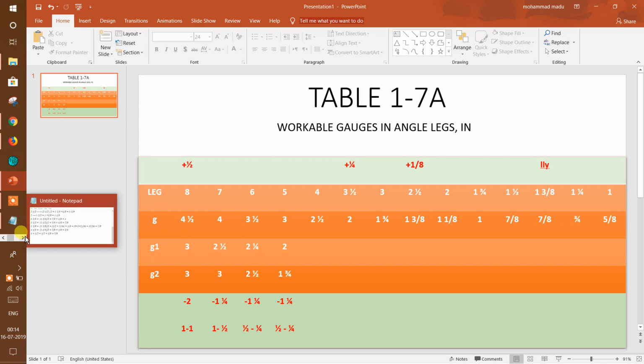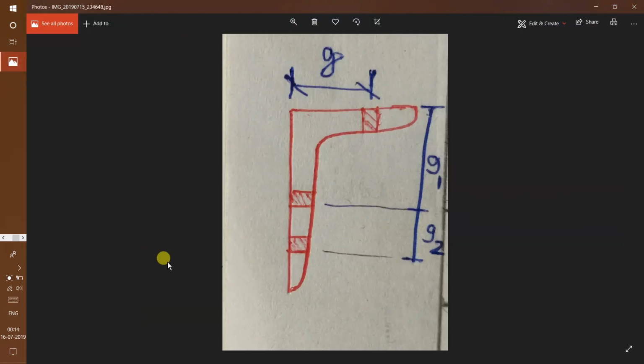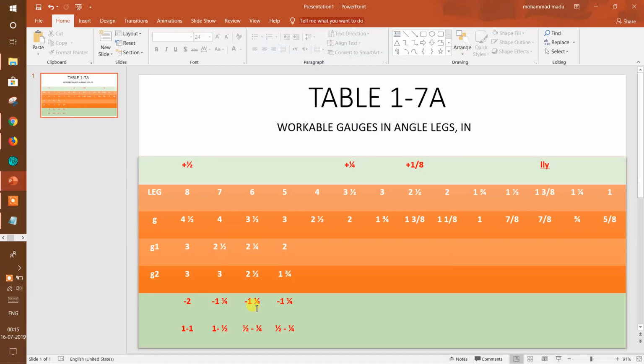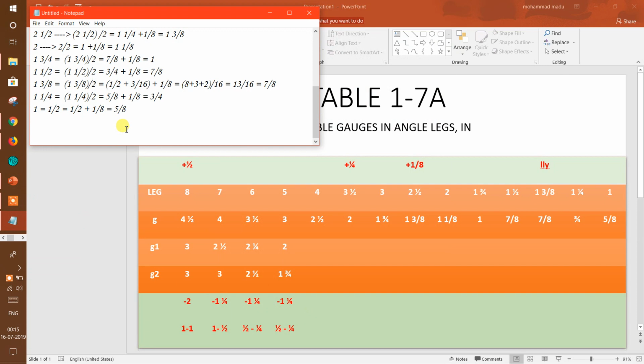Okay, I think you understood this one, and let's go into the problem. Okay, with the text, this is G, G1 and G2.